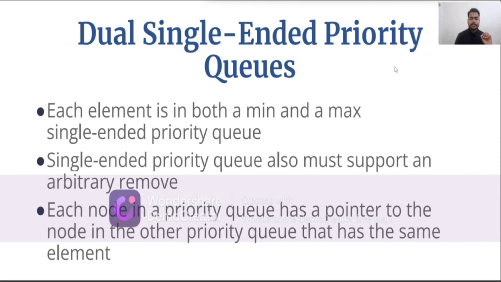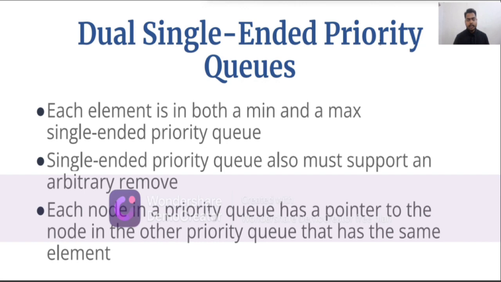The single ended priority queue must also support an arbitrary remove. Here, in the second point, arbitrary remove is required because we have to remove one element from the other priority queue. If I want to remove a minimum element, it will be removed in constant time from the minimum single ended priority queue, but it will take n time to search for that element in the max priority queue. So the single ended priority queue should support an arbitrary remove operation, where we can remove any element from anywhere in that queue, and each node in a priority queue has a pointer to the node in the other priority queue that has the same element.